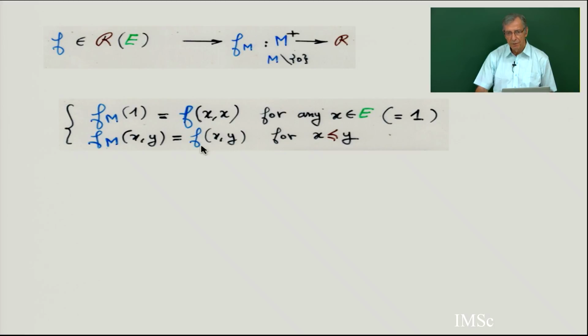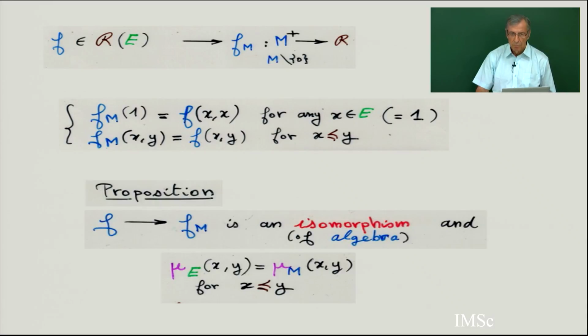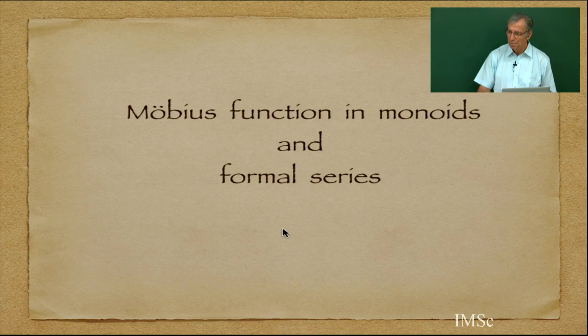F of xs and f of xy is... and then you have an isomorphism, and the Möbius function of E is the same as the Möbius function of the poset. Sorry to go a little fast, I want to finish with the last part.